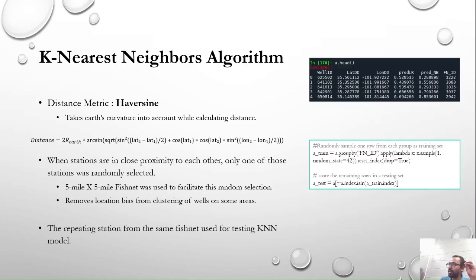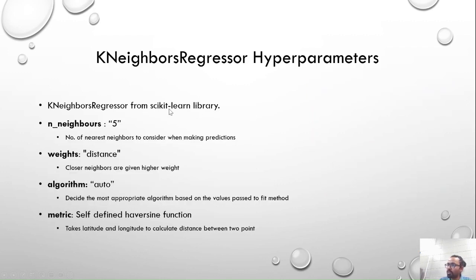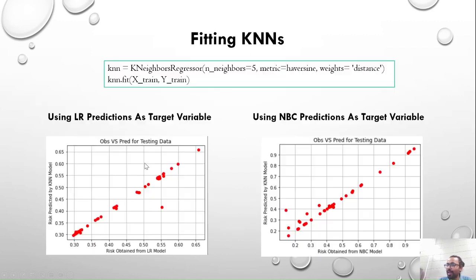I used a fishnet of 5 mile by 5 mile because it gave us a split of around 75% in training and 25% in testing, which could be used for the training-testing split. And this was the code I used, where I grouped by the fishnet IDs assigned to each well and selected at random for the training data set, and all the remaining wells were sent to testing. While doing this, an n_neighbors value of 5 was taken, meaning the 5 nearest wells were taken into consideration while measuring a risk value for a well. And the Haversine function created earlier was used as a metric with weighted distance, meaning the nearest well has higher impact.